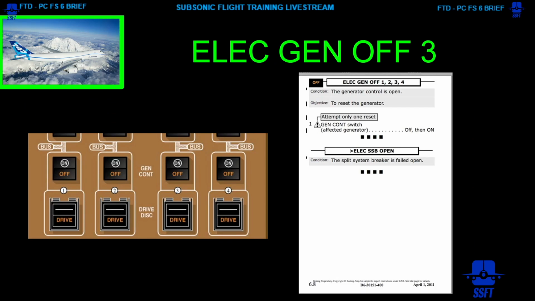Non-normal. Okay, this is the electrical generator off. You can see that this is a very easy procedure, right? You just reach up there and read the checklist, obviously, generator control switch, whatever it is, off and then on. And again, on month 2, if you haven't watched that video, watch that on the electrical in-flight non-normal procedures, and that'll have all these that are covered on this lesson.